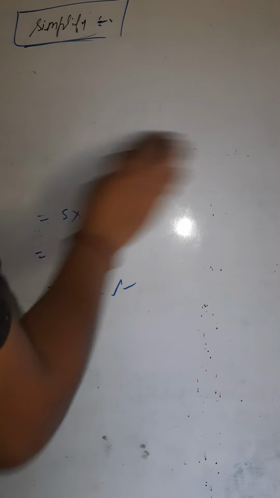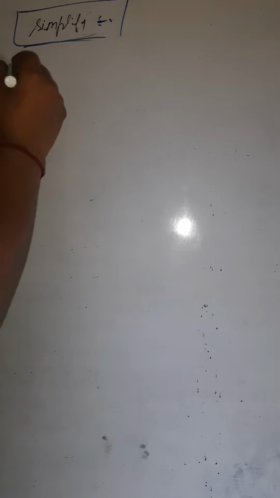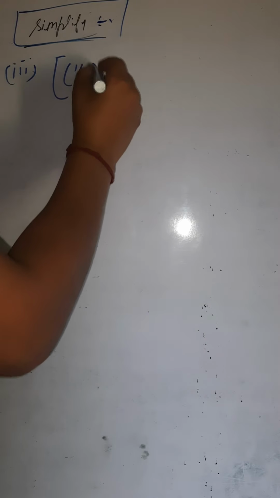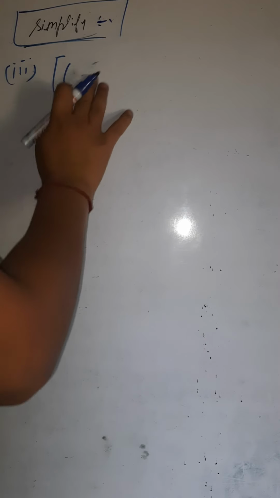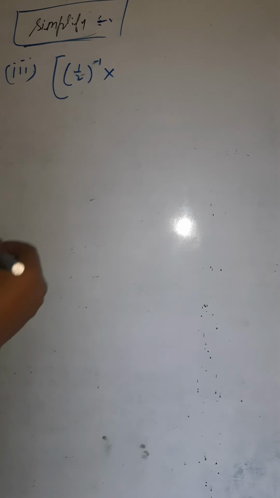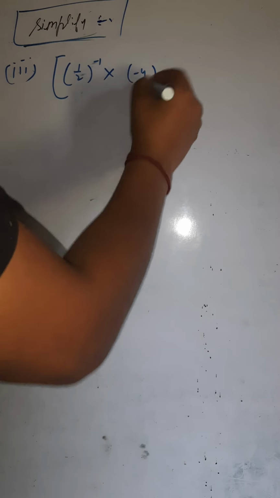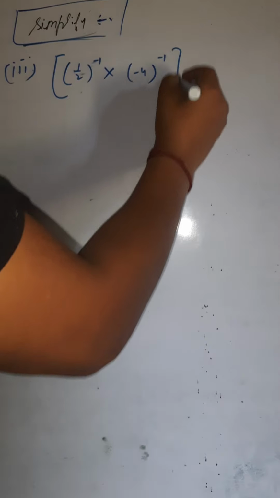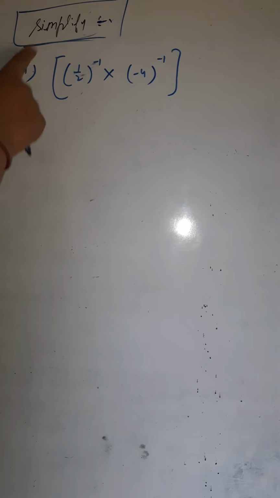Now we would solve the next question here. Question number next, that would be the third one, and the question is: 1 by 2, okay, let me write it correctly here. 1 by 2 whole raised to the power minus 1. Then you are going to multiply this by minus 4 raised to the power minus 1, again enclosed inside the bracket. Then again whole raised to the power minus 1 again is here.